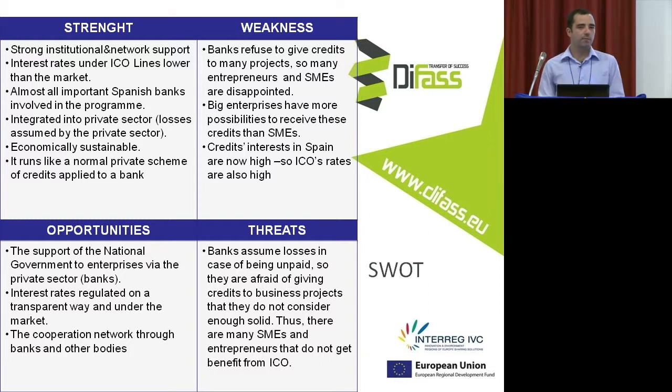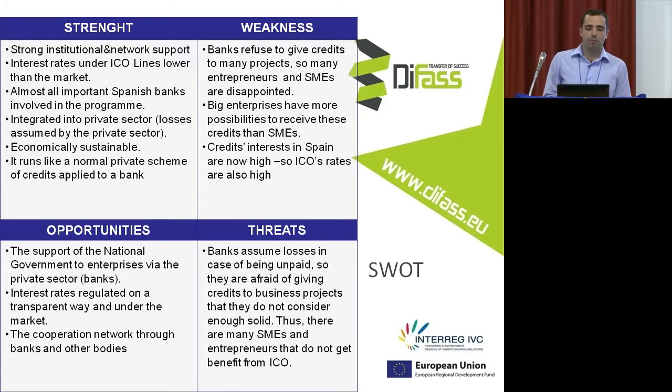mainly based on the Spanish situation now. The strengths are that the ICO lines have lower interest rates than normal banks. Almost all banks in Spain are involved in the program, so there is strong institutional network support. The ICO line credits are integrated into the private sector, and the losses are assumed by the private sector. It's economically sustainable because it does not depend on public funds, and it runs like a normal private scheme of credits applied to a bank.